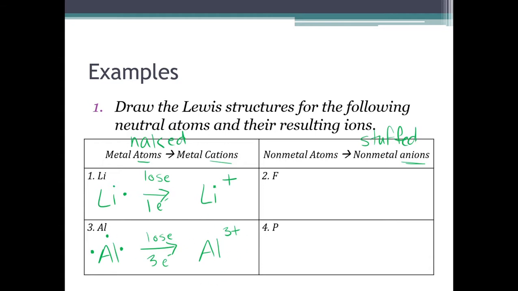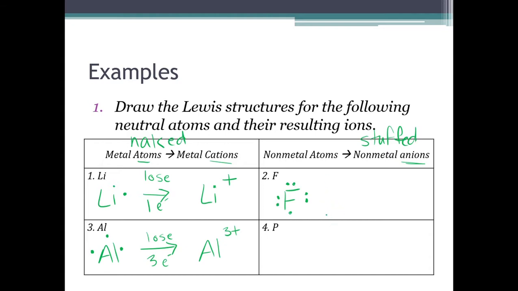So that's how you draw your metal cations. Pretty straightforward. They lose their valence electrons, they form a positive charge. On the other hand, we have our nonmetals. So the nonmetal fluorine, the atom is the symbol for fluorine, which is F, and 7 valence electrons. If you find it on the table, you'll see it's in the 7th group. It has 7 valence electrons.